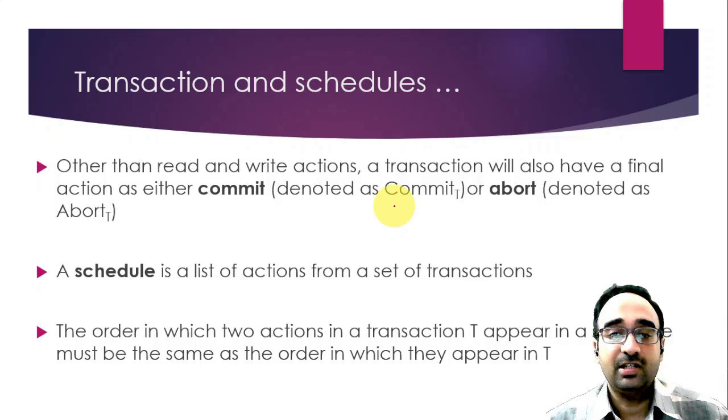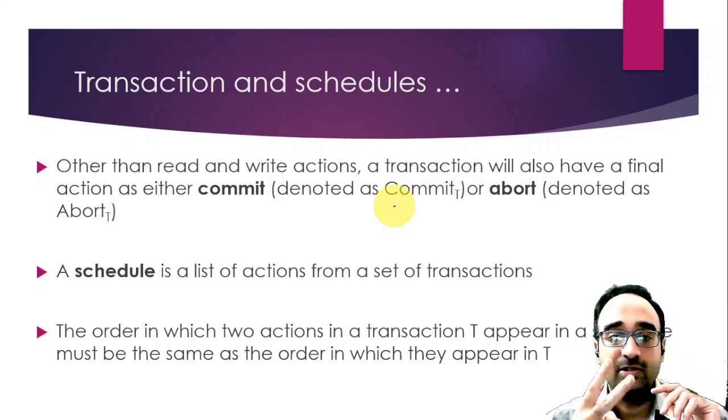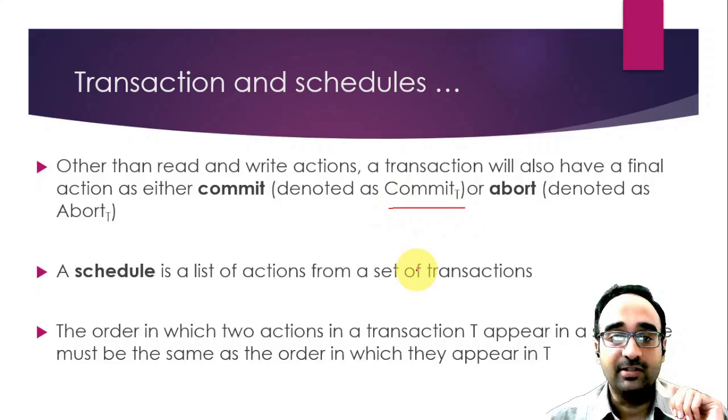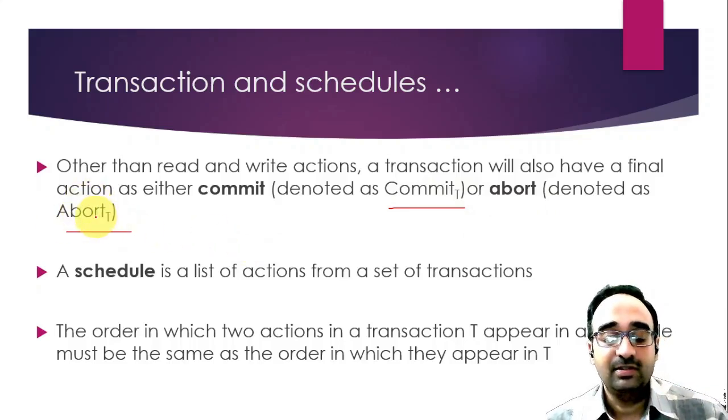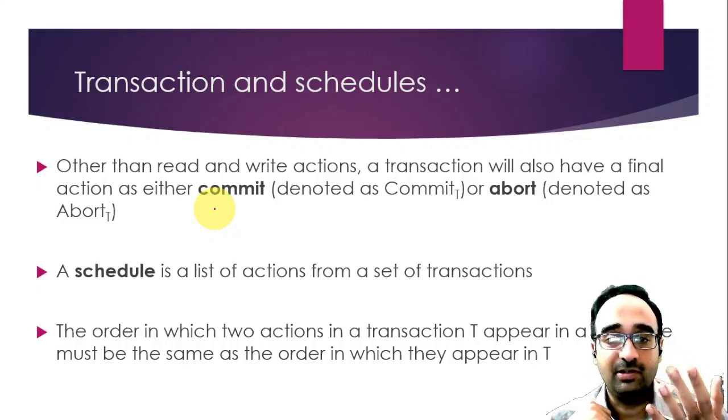And similarly, apart from read operations and write operations, you will find two more things: one is commit, another one is abort. Commit is represented like this, so transaction T is committing, and similarly abort is represented like this. Transaction T is aborting. Now we have these actions, read and write, and we can also have commit and abort.